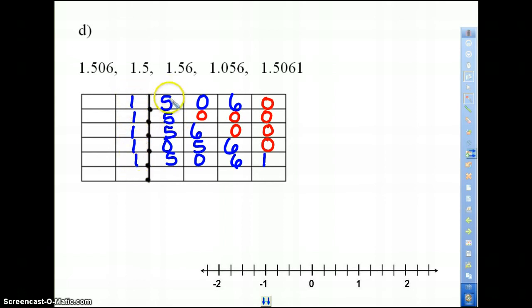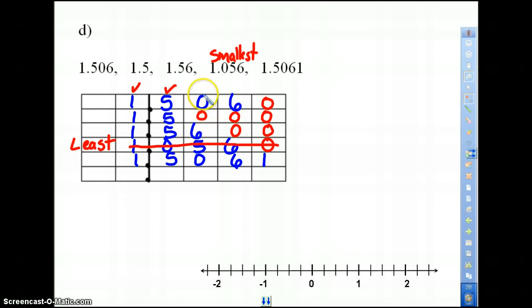Let's look in the tenths place. These are all 5s except for a 0, and 0 is smaller than 5. So this one right here is my least number. Okay, that one's my smallest. That is this one right here. Okay, so I'm going to write smallest above it, and we will cross that one off the list. We're done with that one. Okay, so we've done that digit.